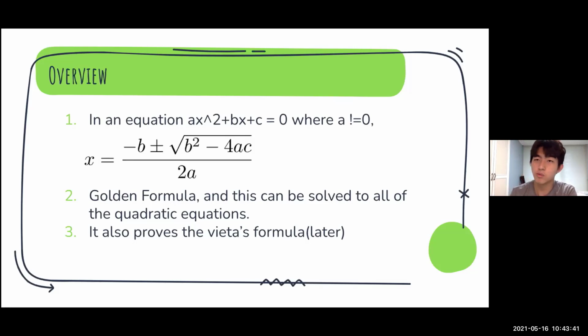Most people learn this formula in Algebra 1. This means that it is a really significant and fundamental formula in algebra itself. It is basically the golden formula, and it can solve all quadratic equations if the coefficients are given and a does not equal 0. It also helps to prove Vieta's formula, which comes later.